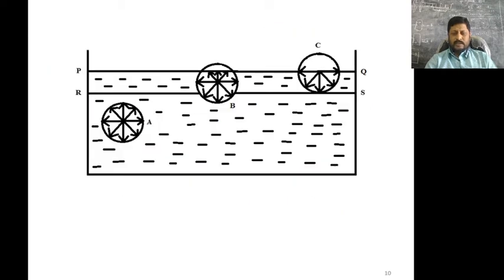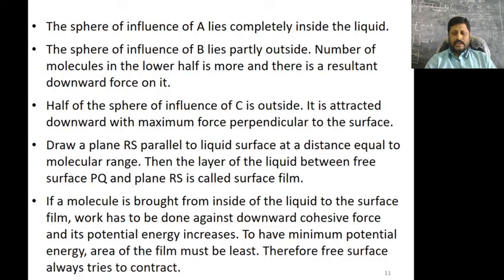To explain the molecular theory of surface tension, in this diagram I have considered three spheres of influence: sphere A, sphere B, and sphere C. As shown here, sphere A is well below the surface of the liquid, sphere B is at the surface of the liquid, and for sphere C, half of the sphere lies inside the liquid and half lies outside the surface.